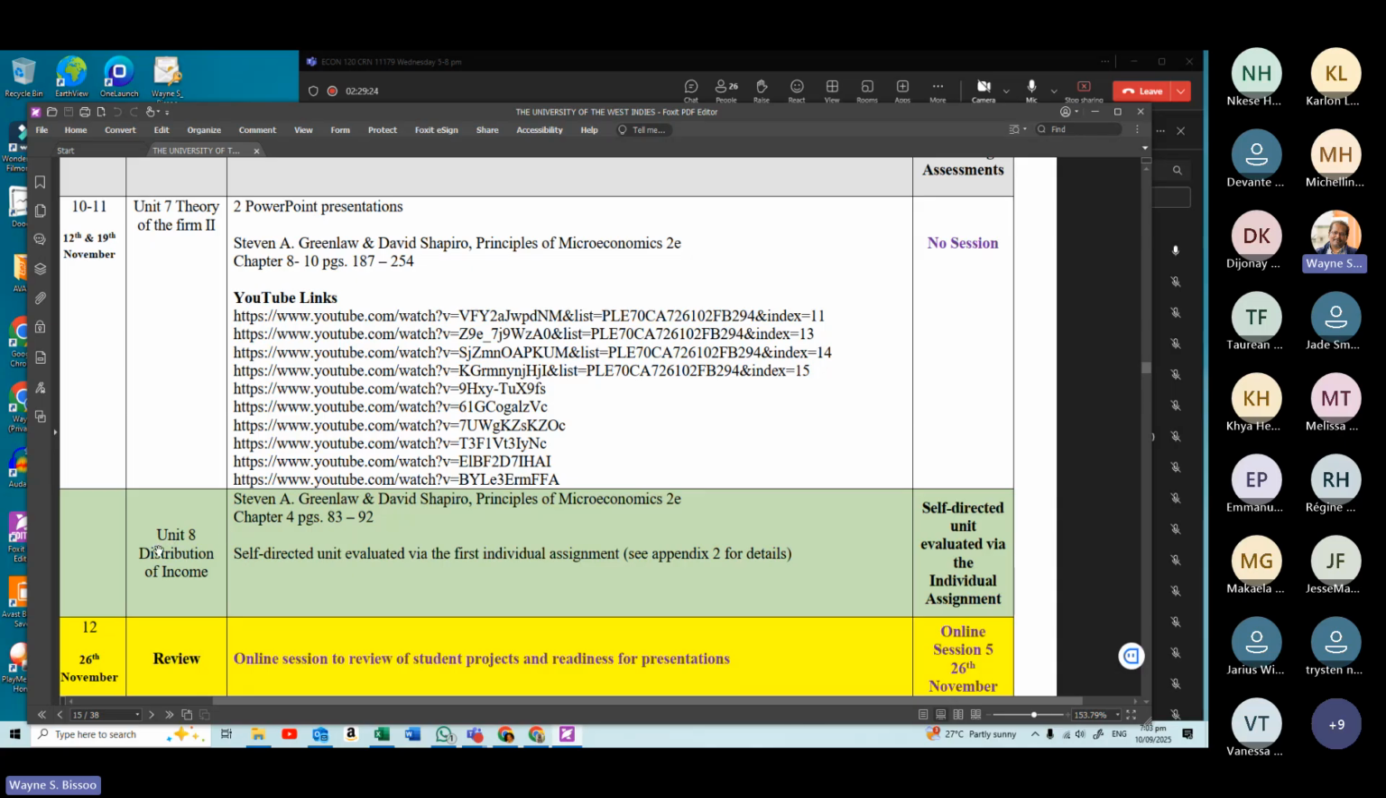Unit 8 is actually not dealt with. It's quite interesting. This is a self-directed unit, because the questions you have to answer in assignment 1 actually tackle all of the learning outcomes required for Unit 8, distribution of income. So in answering the questions for that assignment, you're tackling all of the learning outcomes for Unit 8 in distribution of income. And I'll show you that afterwards. We'll go through those elements in a little bit.